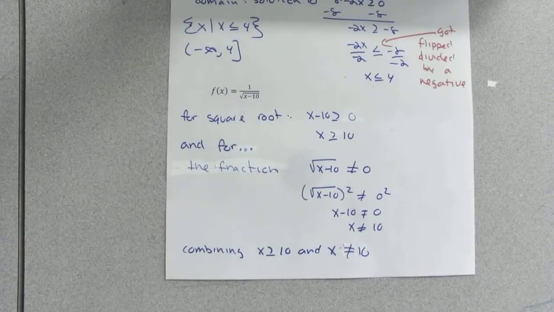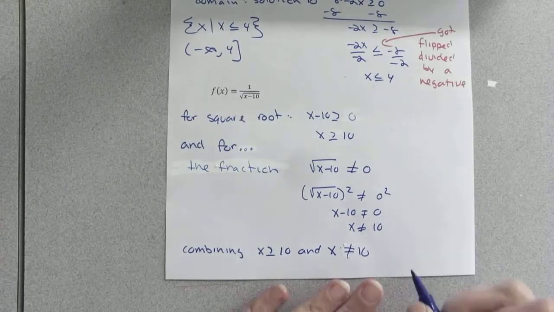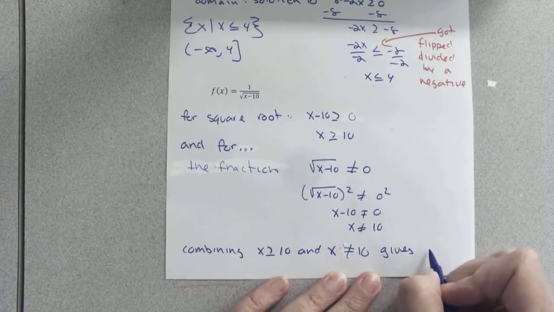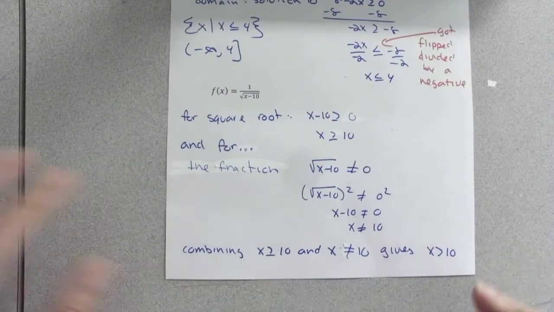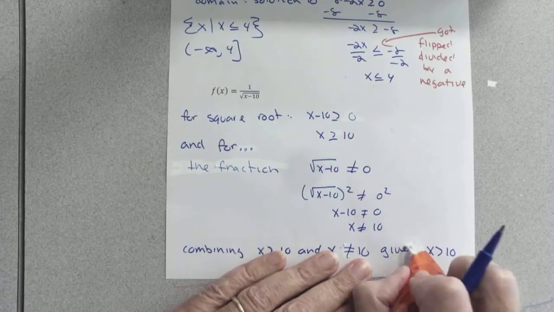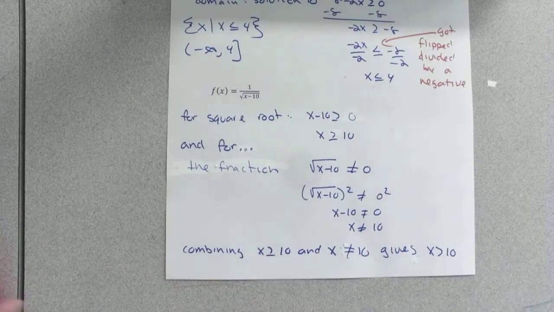So combining those two things, doing what's really technically their intersection, gives that I just want x greater than 10. That I pick the numbers that will make both those statements true simultaneously.